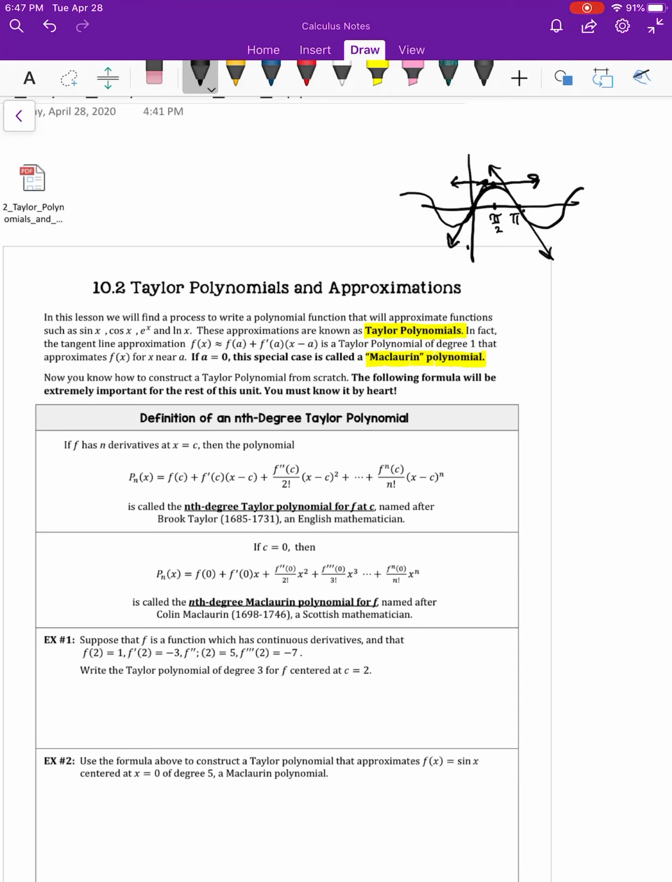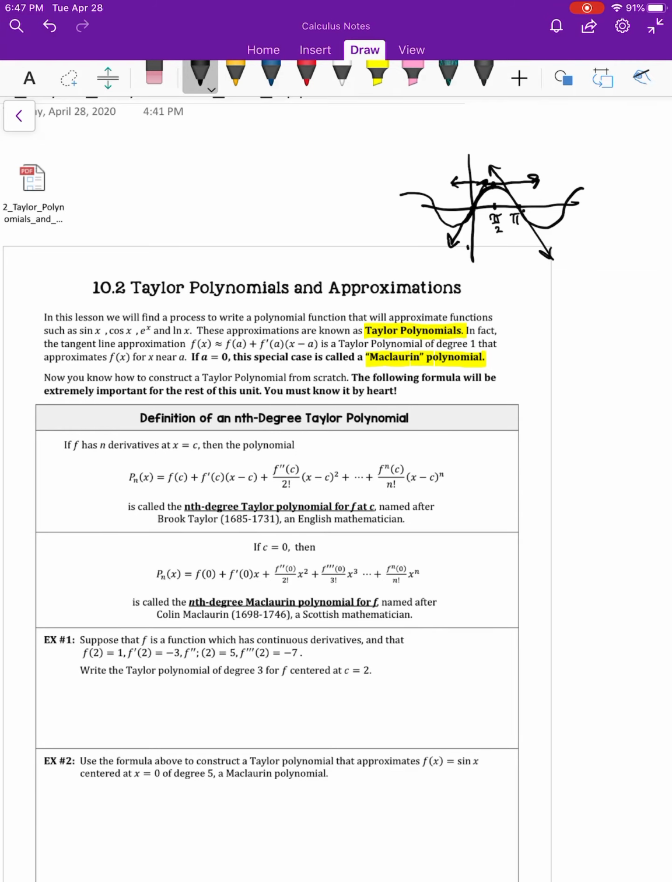Some of the Taylor polynomials and the Maclaurin polynomials are only good for one x value, or some of them are good for an interval of x values, okay? And again, I think I showed you that with the last video that I did. So we constructed Taylor polynomials from scratch on the last video.